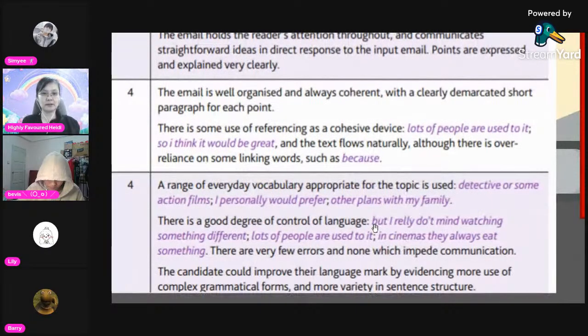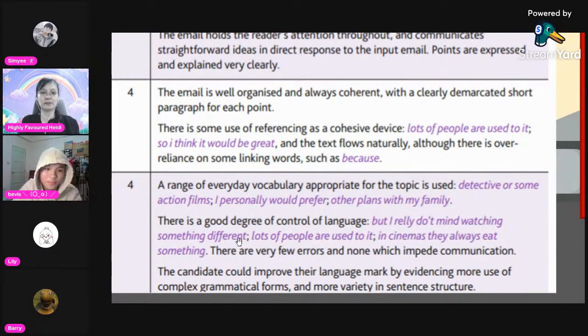This one will be the language part. Scored 4 as well. Okay, you see everyday vocabulary, detective, action film, plan with the family, personally I would prefer. So the words are appropriate. Then there is a good degree of control of the language. Okay, but the spelling part, rarely.